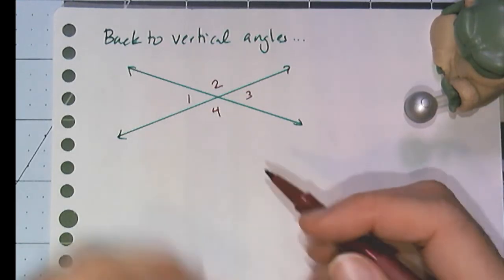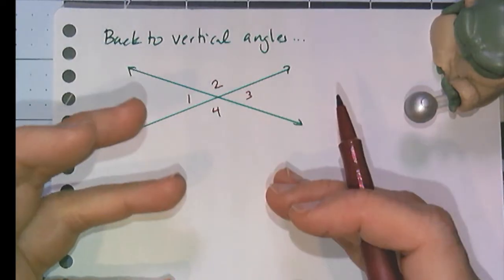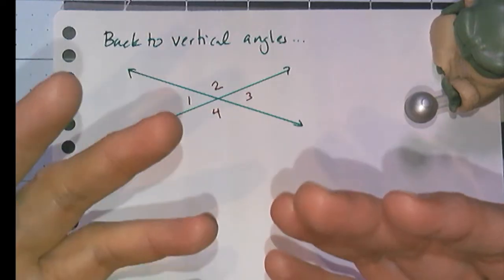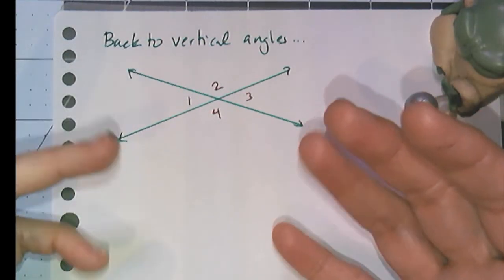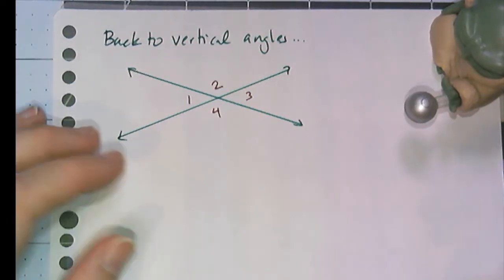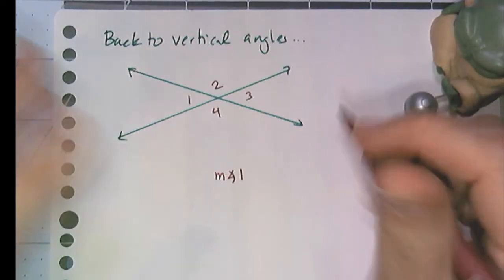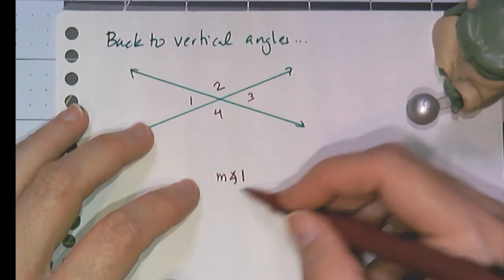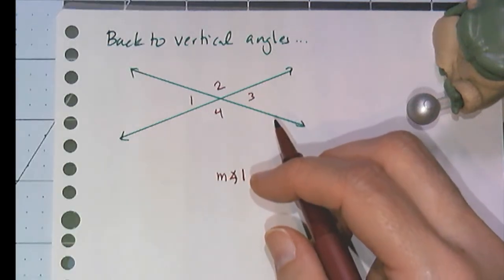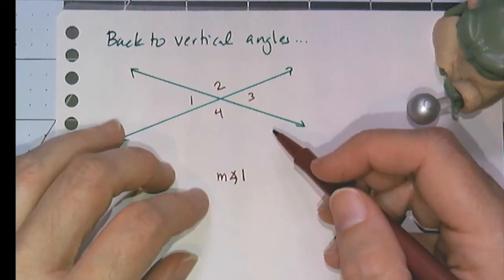Now I didn't put any measurements on here, right? Because I'm trying to prove this to people. So if I try to prove things to people, I have to do it in a very general sense. So instead of measuring with a protractor, let's say I have the measure of angle 1 as a variable that I'm going to use to represent the measure of any angle that's half of a vertical angle pair, right?